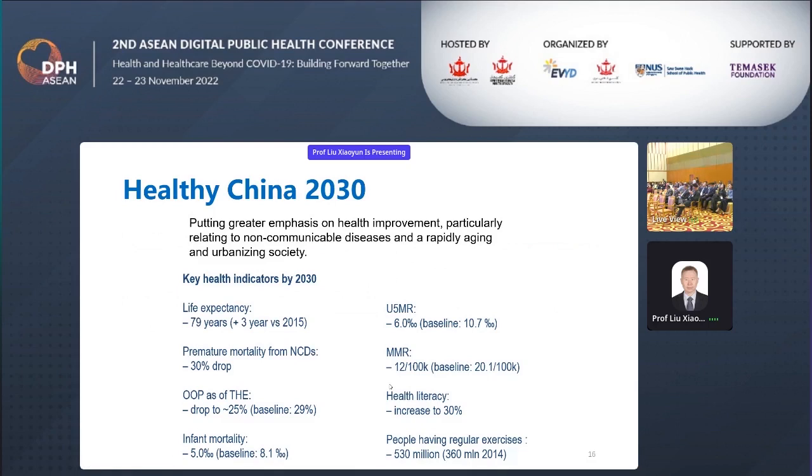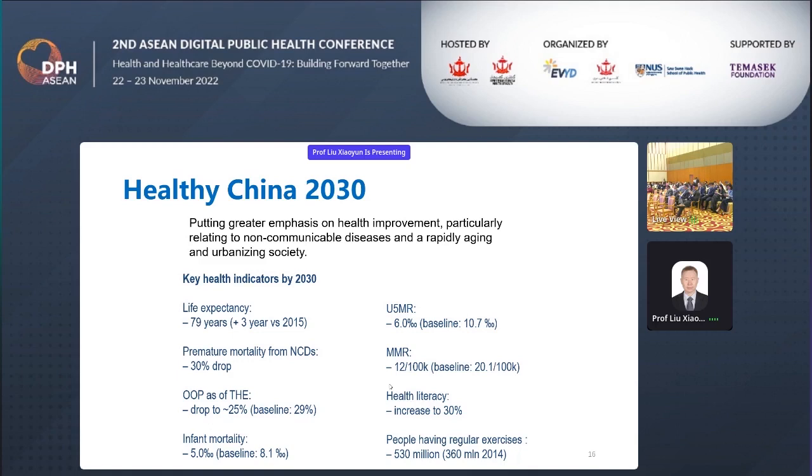Another major issue is that between 2016 and 2020, China started the National Strategy on Healthy China 2030. As I said before, this is in response to the SDG commitment. We set up key health indicators as goals by 2030. For example, the life expectancy will increase to 79 years old by 2030. Some of the goals and targets are ambitious. For example, the 30% drop of premature mortality from NCD is a big challenge to China.